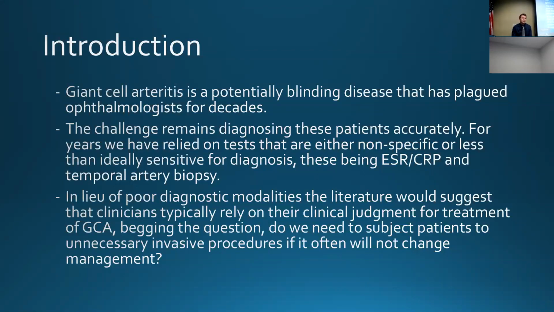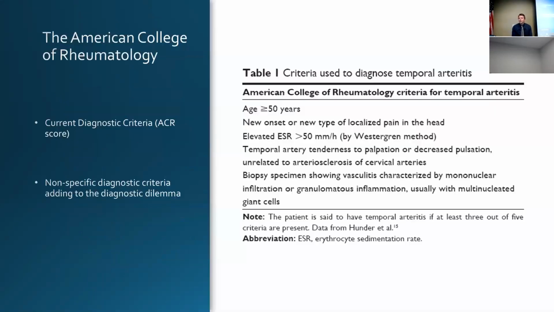And so that begs the question, do we need to put patients through unnecessary invasive procedures like a TAB in order to diagnose this? For a little background, the American College of Rheumatology actually puts out diagnostic criteria. And if you glance at that list, it's pretty non-specific. It's patients that are over 50 years of age. They have a new onset of a localized headache. They have an ESR that's elevated, and then they could have temporal artery tenderness to palpation or decreased pulsations, and then the biopsy as well. And you only need to fulfill 3 of these 5 criteria in order to get a diagnosis of GCA.